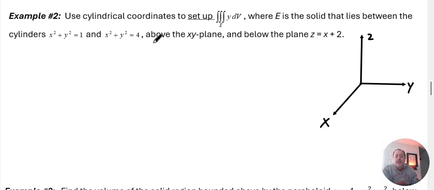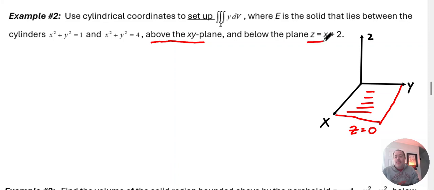So the first thing I want to say is that since we're above the xy plane, which lies right here, we know that the lower bound of z is going to be 0, right? Because it's in the xy plane, so z is actually 0 here.